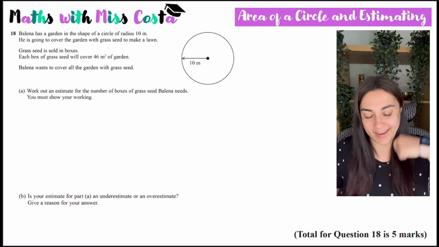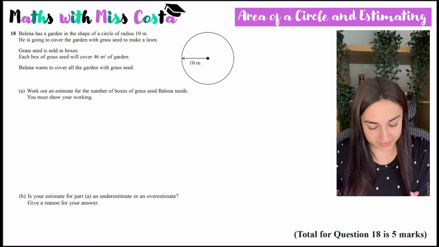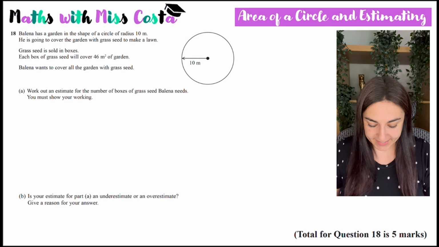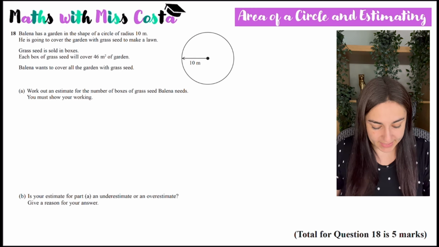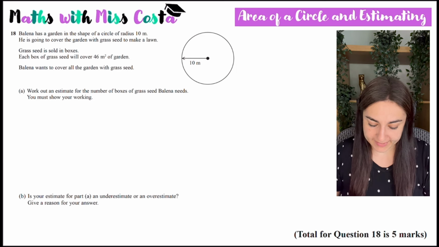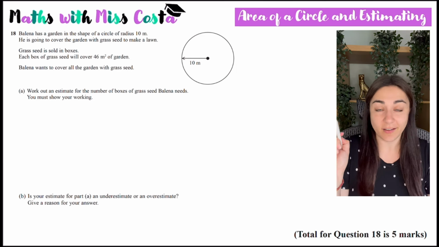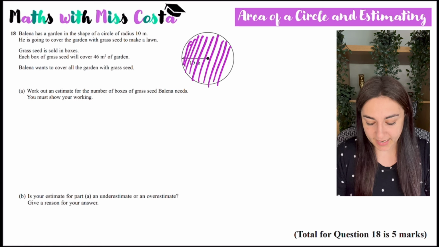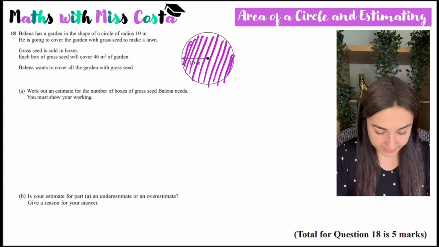Next, I've got a circle question. So Bellina has a garden in the shape of a circle of radius 10 meters. He is going to cover the garden with grass seed to make a lawn. So the garden is in the shape of a circle, and all of this is his garden, and he's going to cover it in grass.